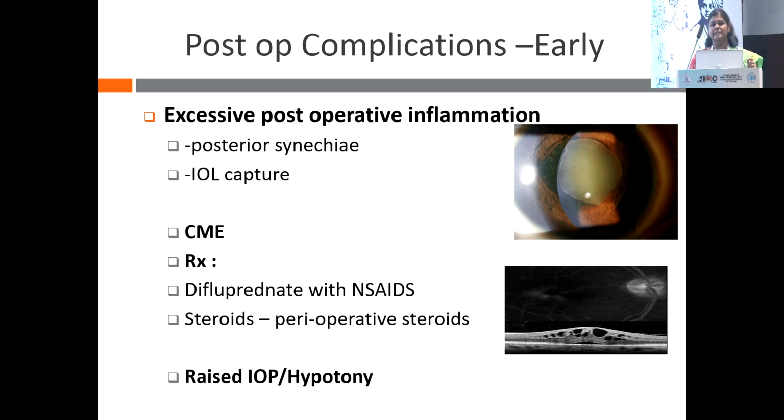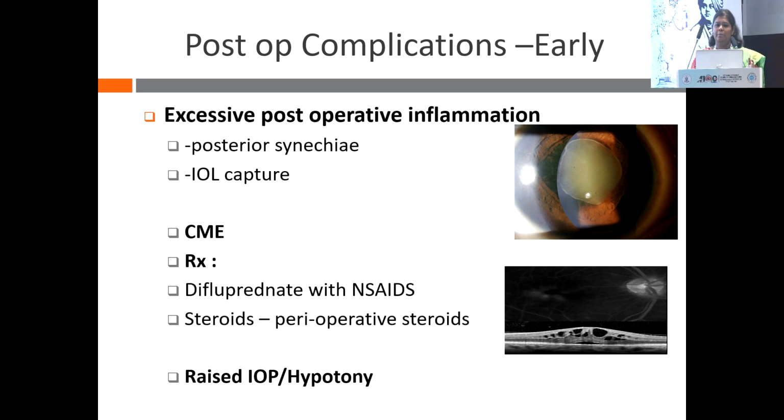Post-op complications, it may be either early complication or a late complication. Early complication, the first one is excessive post-operative inflammation. So this may be either because of your tissue handling during the surgery or because of the disease as such. These may cause posterior synechiae and IOL capture.